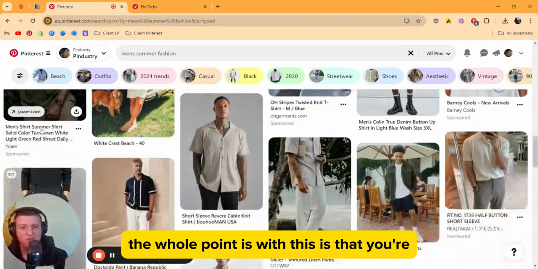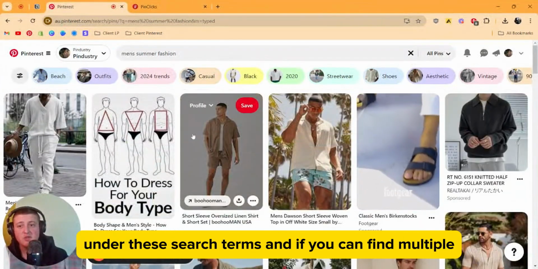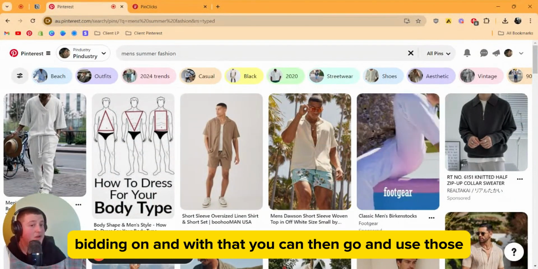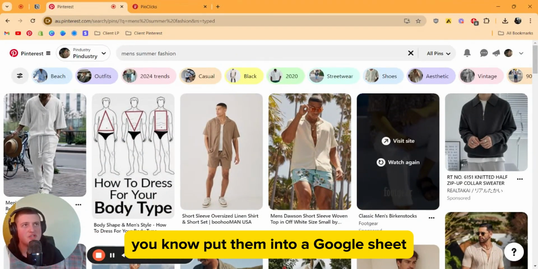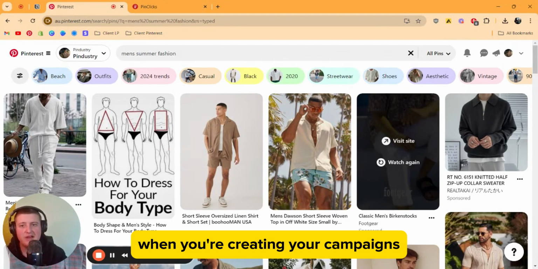The whole point with this is that you're simply just trying to find competitors under these search terms. And if you can find multiple under the same search terms, you know that these are obviously the keywords that they're bidding on. And with that, you can then go and put them into a Google Sheet, put them into a Word doc, whatever, and then copy those straight into your keywords when you're creating your campaigns.